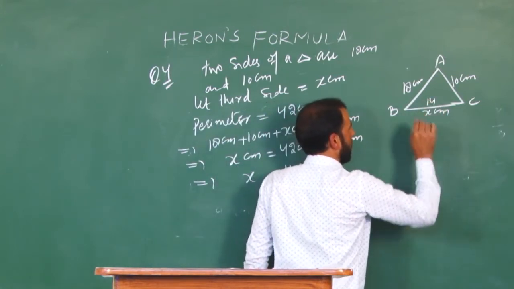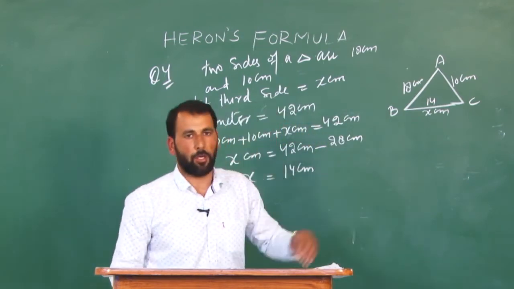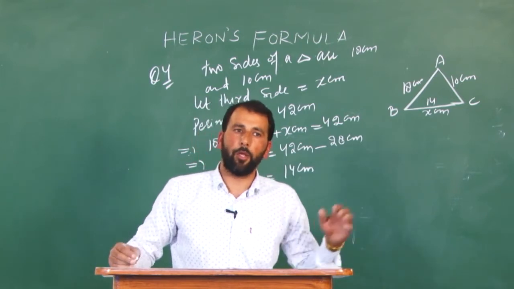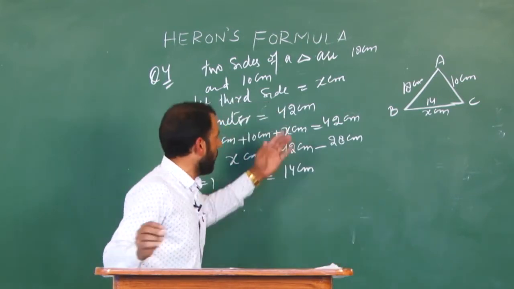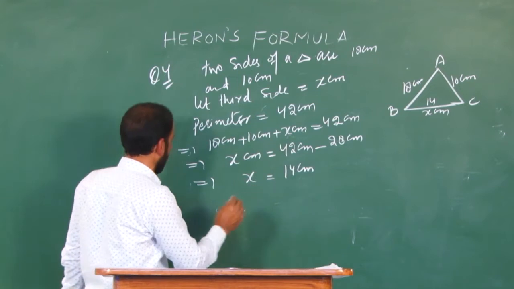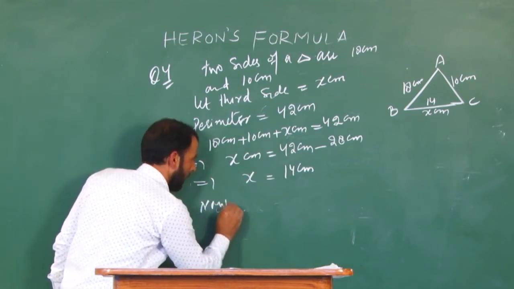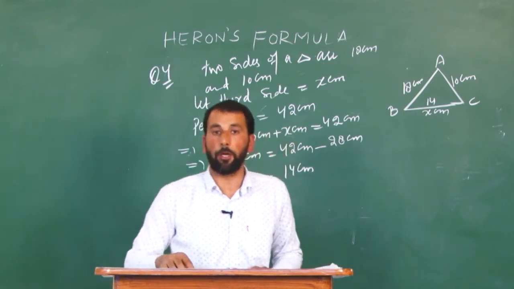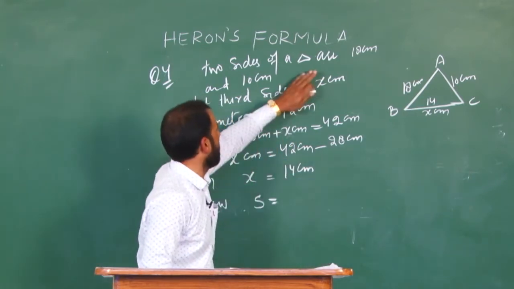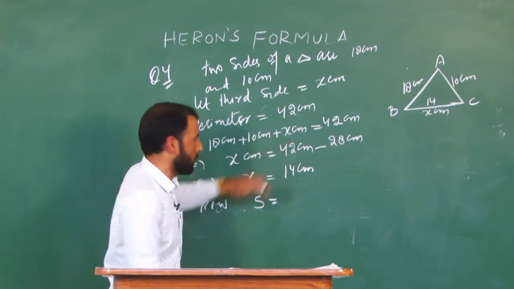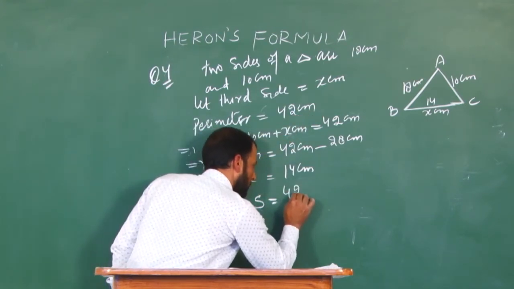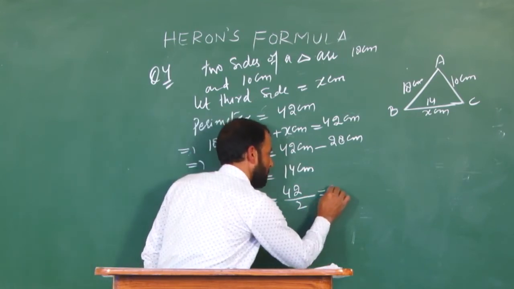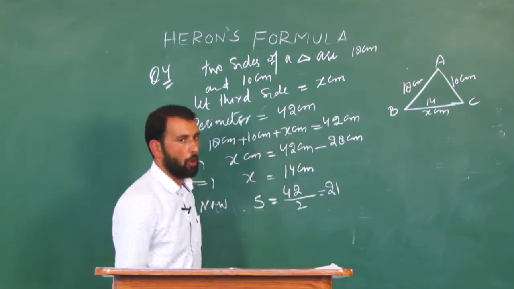Now for this triangle, we know all three sides of the triangle. Then we find the semi-perimeter of the triangle and use Heron's formula. Now what is the semi-perimeter of this triangle? S is equal to the sum of all sides, or perimeter, divided by 2. What is the perimeter here? The perimeter is given, that equals 42. So S means perimeter divided by 2, that equals 21, the semi-perimeter of this triangle.